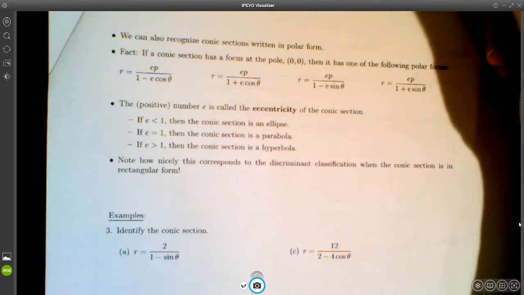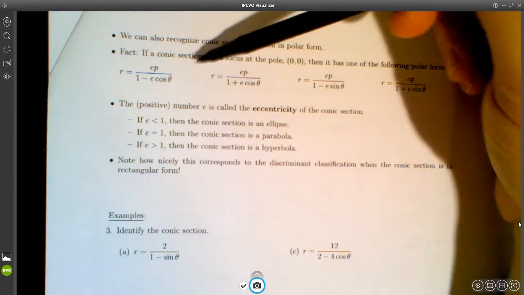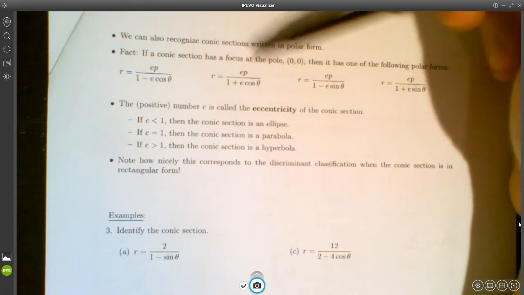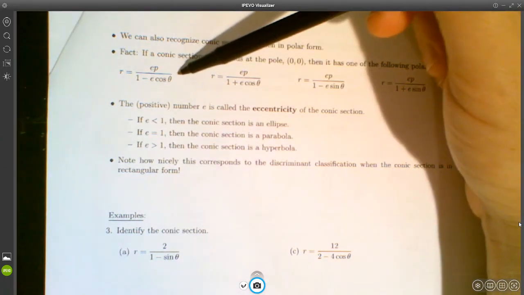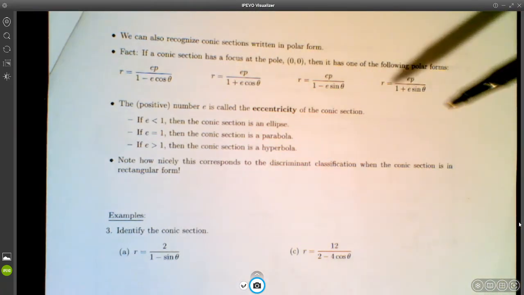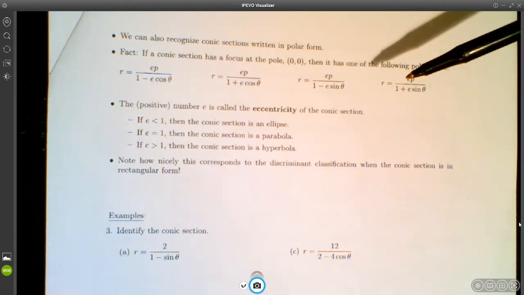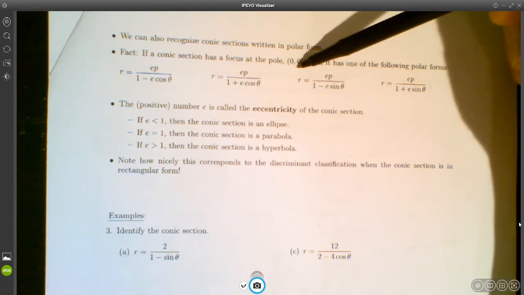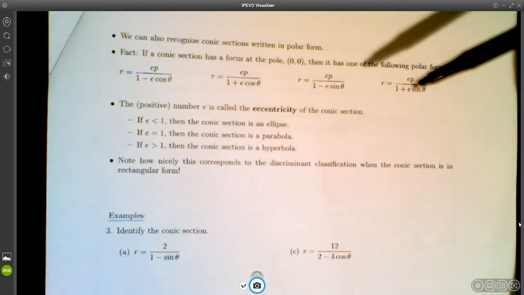If a conic section has a focus at the pole, 0, 0, then it's going to have one of the following forms. It doesn't have its center at 0, 0, but one of its foci is going to be at 0, 0. Generally, the equation of a conic section in polar form is very complicated and messy, but if one of the foci is at the pole, it becomes really pretty nice.